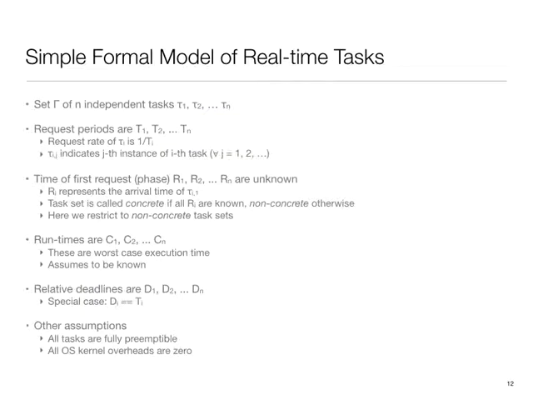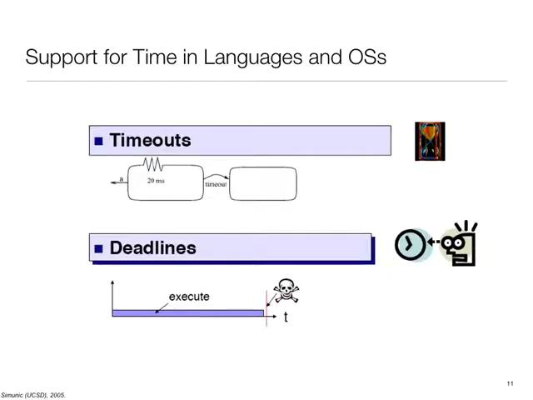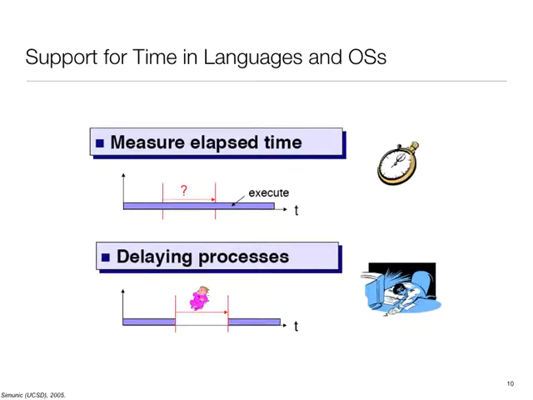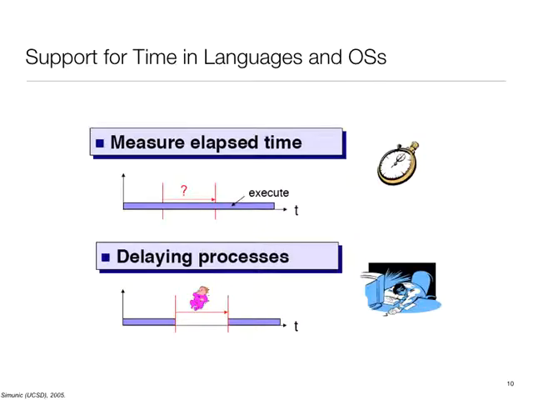So much of what I'm going to talk about now is really going to focus on this last part, deadline. The elapsed time, delaying processes, and timeouts, these are all about handling timers and all, but deadlines are foremost about scheduling the thing. But all these other things also involve cooperation of the OS and the underlying hardware.